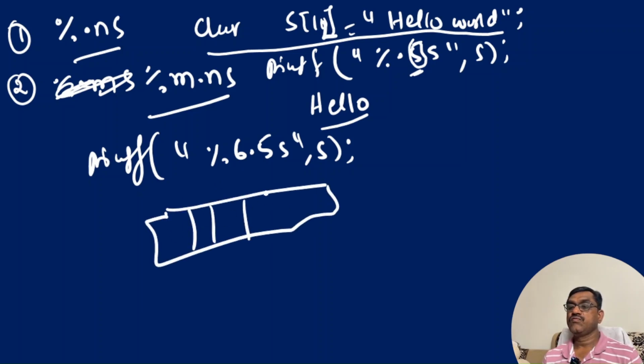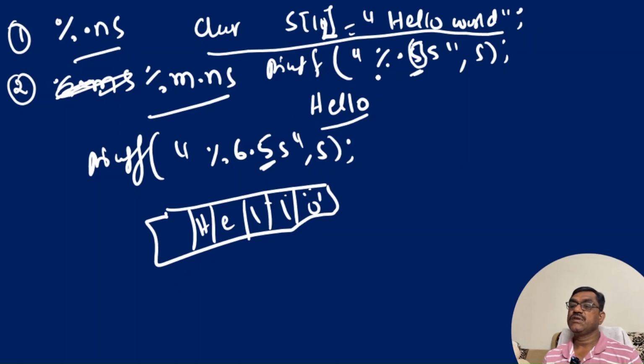1, 2, 3, 4, 5, 6 spaces reserved. Now, from right to left, out of 6 spaces, it is going to print 5 characters of the first string. What are the first 5 characters here? Hello. So we are going to get hello, but first it is printing empty space.